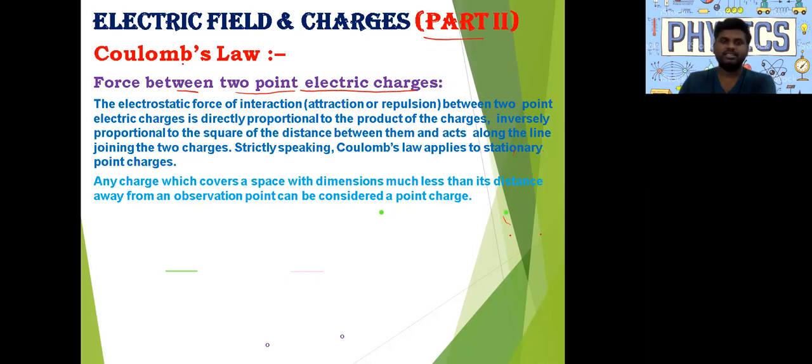If you see Coulomb's law in detail, the electrostatic force of interaction, that is attraction or repulsion between 2 point electric charges, is directly proportional to the product of the charges, and inversely proportional to the square of the distance between them, and acts along the line joining the two charges. That is our Coulomb's law statement.